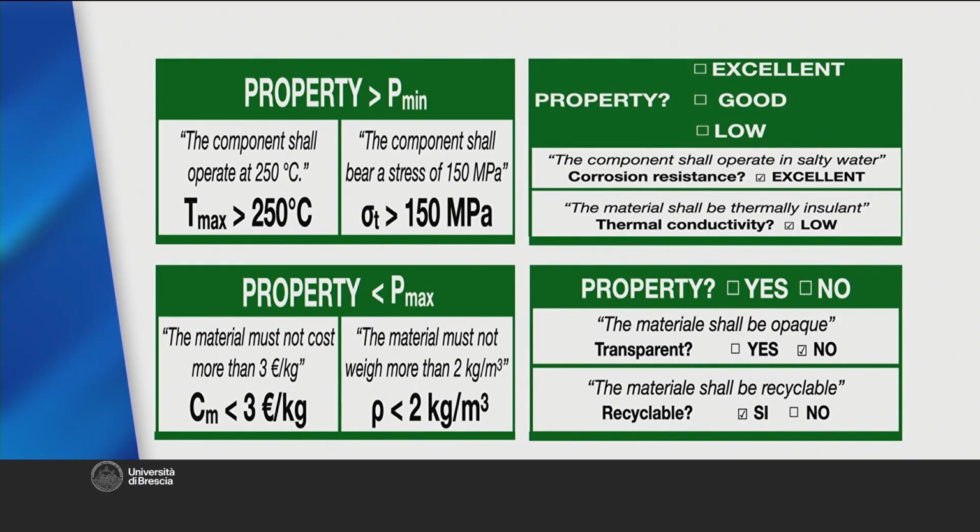For example, one might select materials based on good, average, or poor environmental resistance, or for their electrical or thermal conductivity. Certain specific requirements can even take the form of a binary choice. A material can be completely transparent or entirely opaque, and it might be easily recyclable or not.